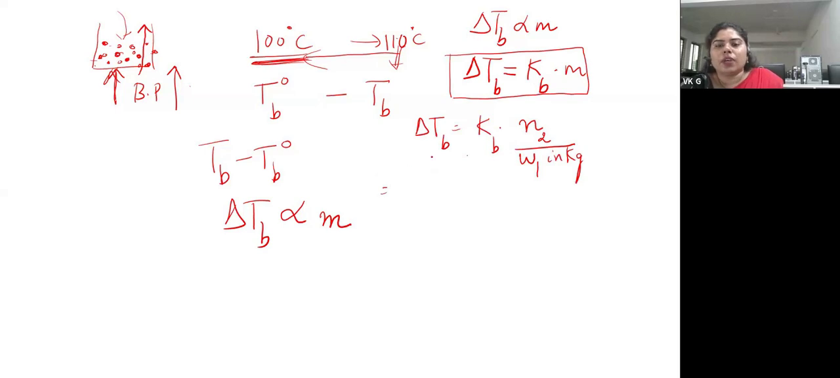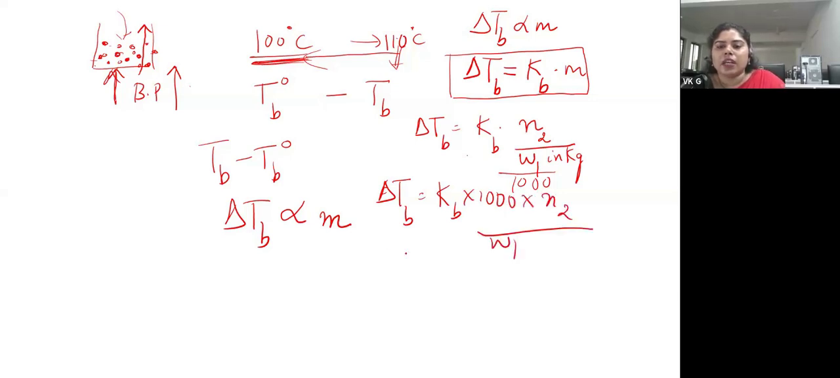So what we do here is, to convert grams into kg, you divide by 1000. Correct? So when you rearrange further, this becomes delta TB is equal to KB into 1000 into N2 divided by W1. Correct? Then KB into 1000 into, maybe I don't have the number of moles. Number of moles will be written as mass by molar mass.